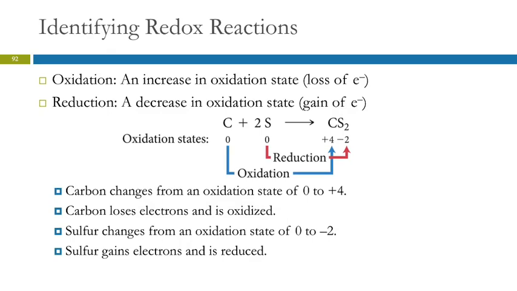We are going to finish this. We're almost there. So, how do we identify redox reactions? What we're looking for is something being oxidized and something being reduced. We talked about that in terms of a loss or a gain of electrons. We can also think of it as a change in oxidation state.